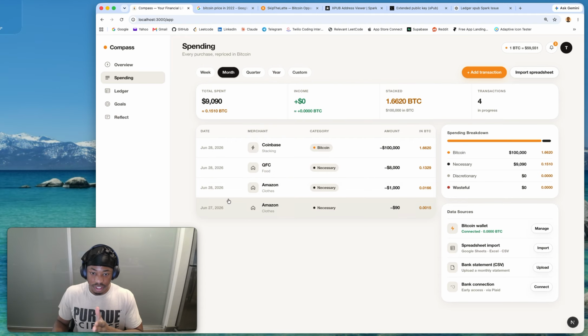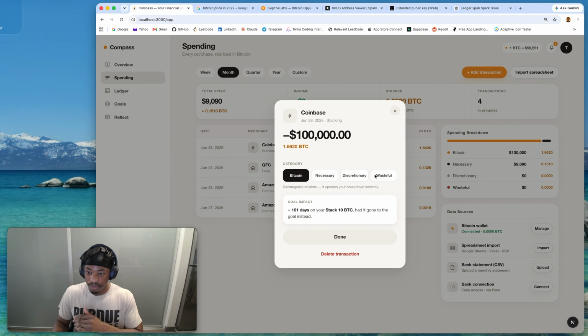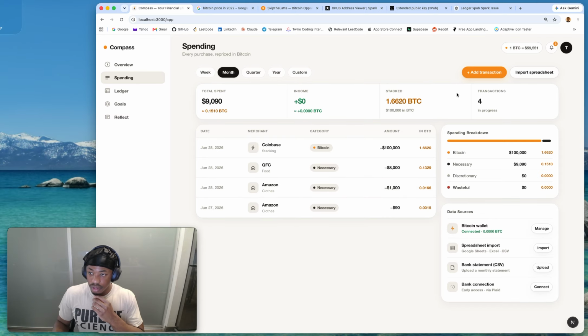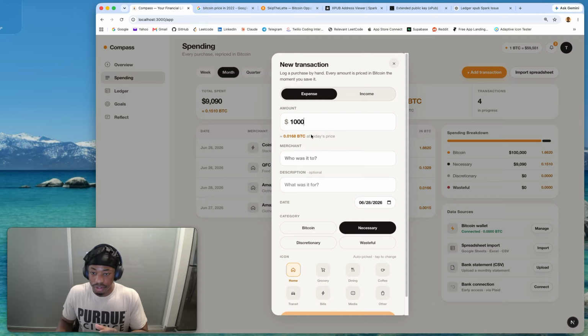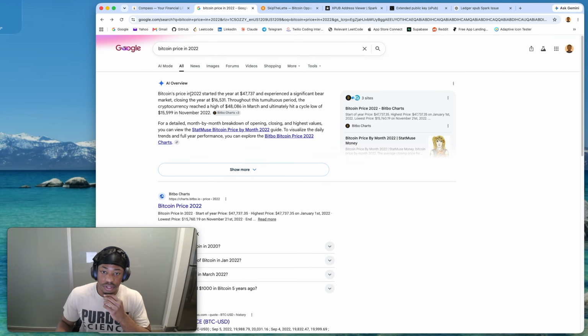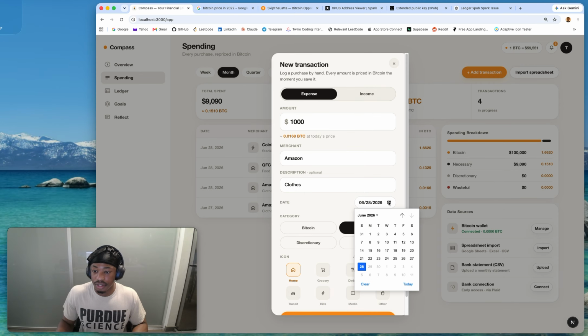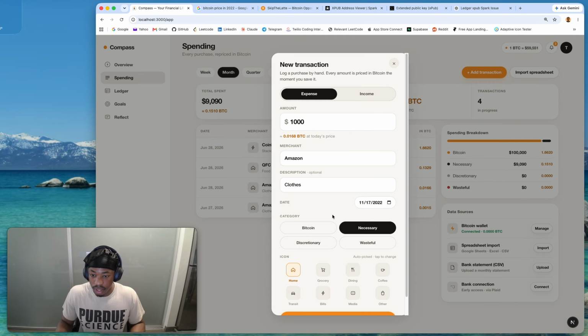So these are all transactions made in June of 2026, but I'm going to show you guys an example. Let's just say I bought $1,000 worth of something from Amazon. Let's just say clothes. And I have this tab over here, right? We can see the price of Bitcoin in 2022 is around $16,000, and this was around November of 2022, right? Let's say I bought these clothes in November 2022. Let's just say a random date right there.